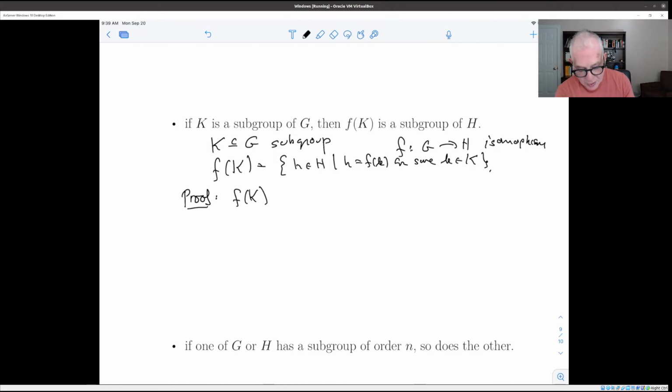We need to show that it's non-empty. And that's okay because F of K contains F of E sub G, which is E sub H, because E sub G is in K. We know that K contains the identity element of G, so F of K contains the identity element of H, because we know that F of E sub G is E sub H. So F of K is non-empty.